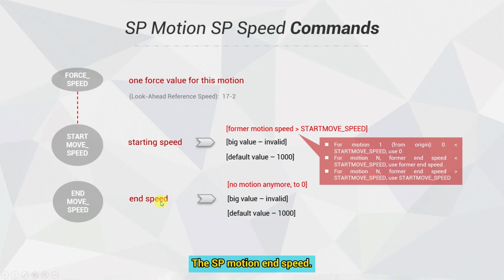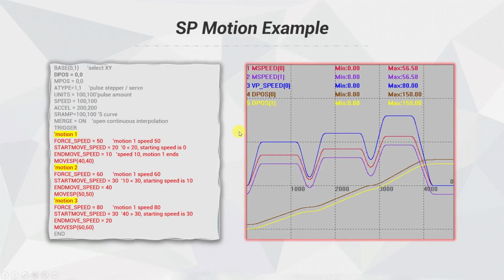Third one, end move speed. The SP motion end speed. When there are no motions after that, it directly decelerates to stop, and this parameter becomes invalid. Same, set a big value to ignore it. Next, see one example for clarity.